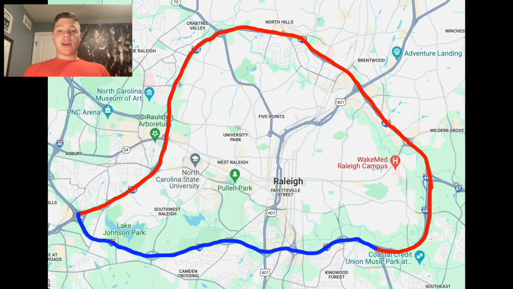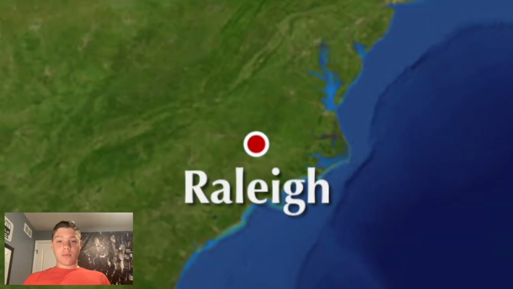The red is outlined in our route we're going to be covering today, I-440, and the blue is marked in I-40. These two roads form the inner loop around Raleigh.